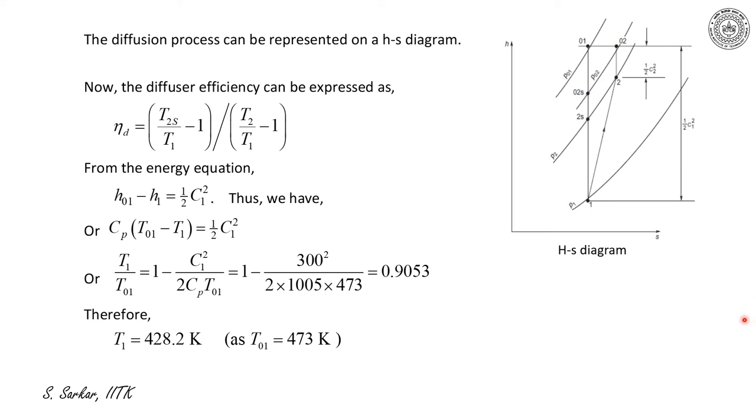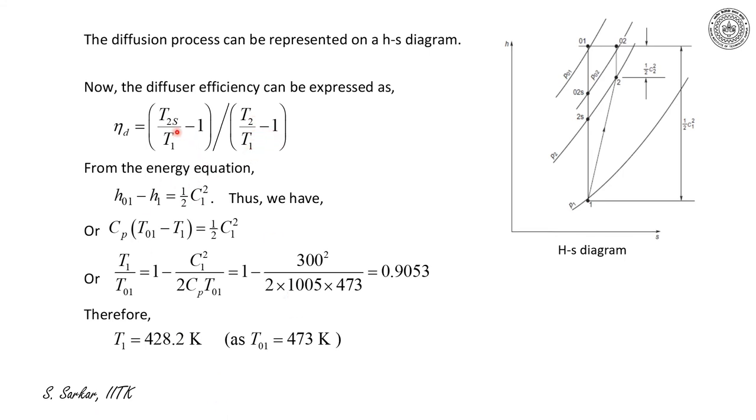So this is the diffusion process in the T-s diagram, or you can say the diffusion process in the h-s diagram, and thereby I can say the diffuser efficiency eta D is equal to (T2s by T1 minus 1) divided by (T2 by T1 minus 1).